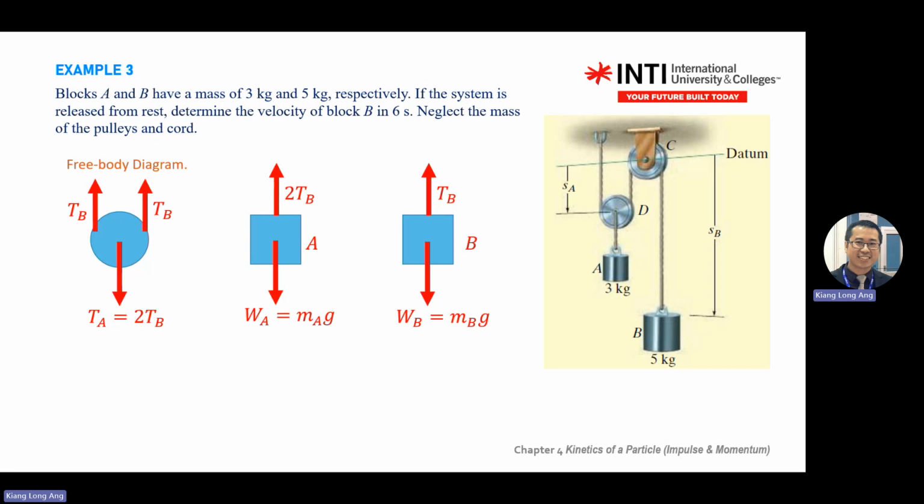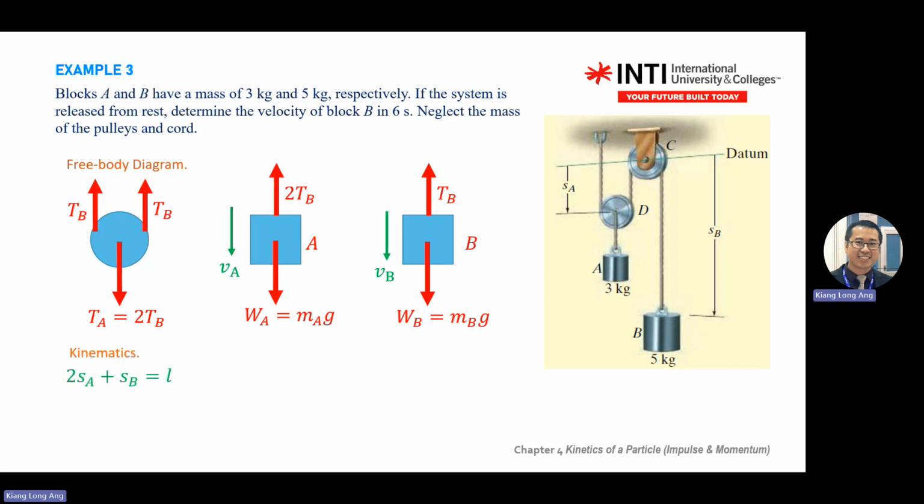Okay, be careful on the tension cable. It will not be the same if you have a few pulleys there. So for object A, you have 2 TB. For object B, you have 1 TB, and the weight of each of the objects. Okay, so when you have this one, here also I include the velocity. I include the kinetic diagram on the same free body diagram. Okay.